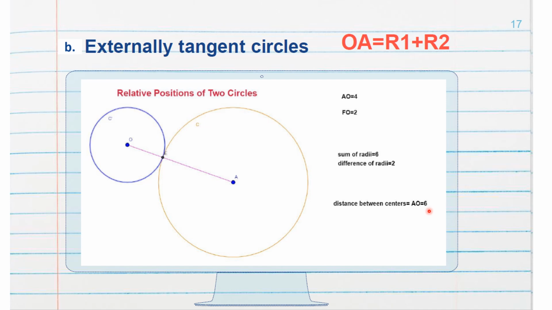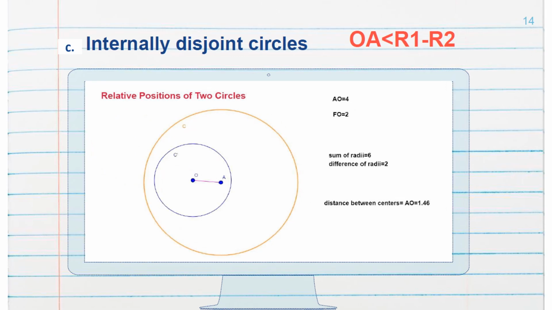So if we compare it, we note that AO is equal to the sum of the radii. So if we add OE plus EA, it will be equal to OA.